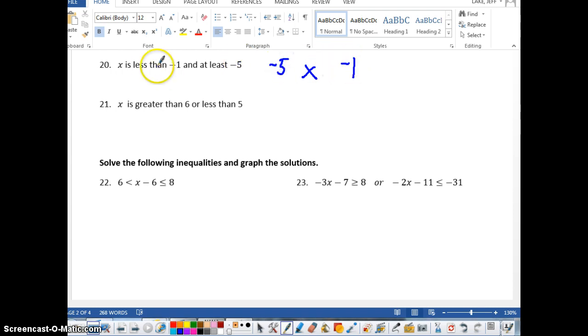If it says x is less than negative 1, so less than, put that symbol in. It doesn't say it's equal to it, so it's just less than. At least negative 5, that means it has to be greater than that negative 5, so x has to be greater than that negative 5, and it can also be equal to it, since it can be at least negative 5. So negative 5 is less than or equal to x, which is less than negative 1.